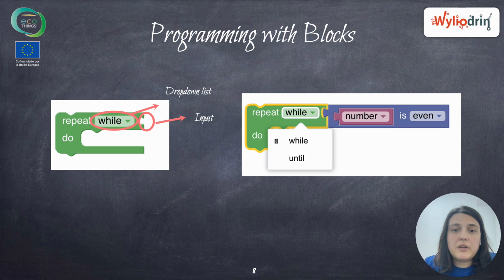You can also modify your blocks. Like we have this while block that exposes a drop-down list, and you can choose from while or until to change your block. And finally, it accepts an input that will be the condition that it uses. And you can see that here we can connect blocks in a different manner, not just sequentially or nested.